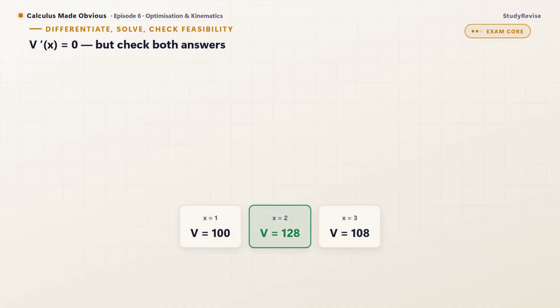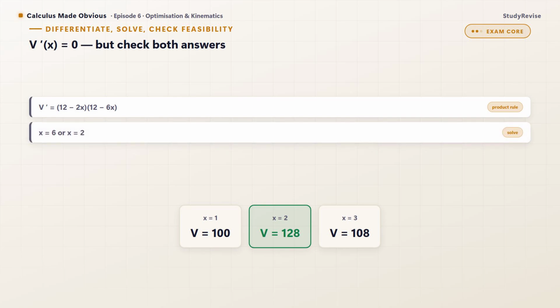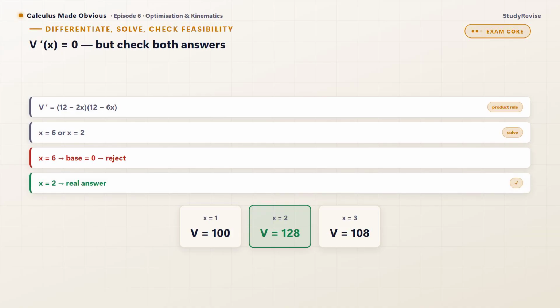Differentiate. Using the product rule on x and the squared bracket, this comes out to (12 minus 2x) all squared minus 4x times (12 minus 2x), which tidies to (12 minus 2x) times (12 minus 6x). Set that to 0. Either x equals 6 or x equals 2.